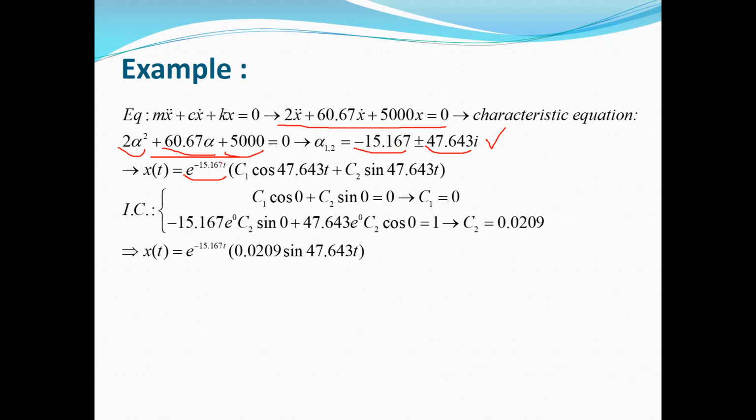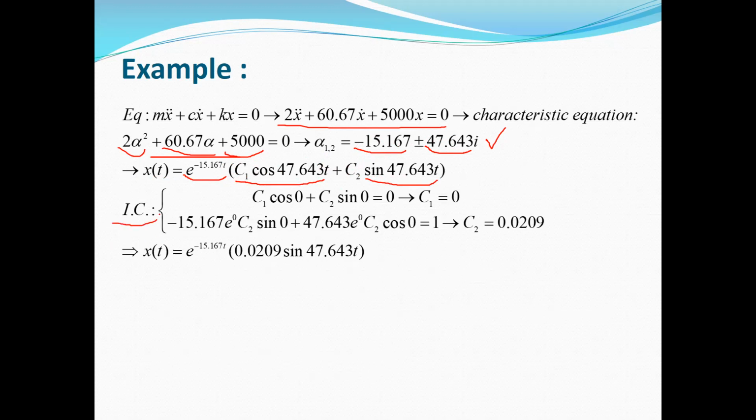15.16 times t, multiplied by c1 times cosine of the imaginary part times t, which is 47.6, plus c2 times sine of the imaginary part times t. Now we need to obtain c1 and c2 using the initial conditions.